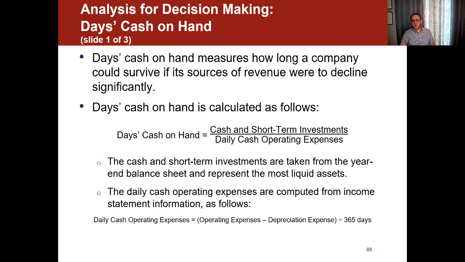It's calculated as cash and short-term investments divided by daily cash operating expenses. The cash and short-term investments are taken from the year-end balance sheet and represent the most liquid assets. The daily cash operating expenses are computed from the income statement, where we take operating expenses minus the depreciation, because depreciation is not really a cash expense. Then we divide it by the number of days in the year, which is 365, and we get the daily cash operating expense.